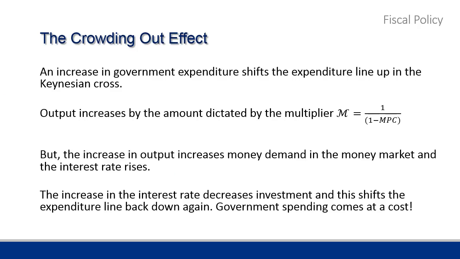Now you might think that because of the multiplier effect, increases in government expenditure might be a win-win situation. The more we spend, the more income goes up. However, there is a downside to government spending. Increasing expenditure also creates pressures in financial markets, so government spending comes at a cost.